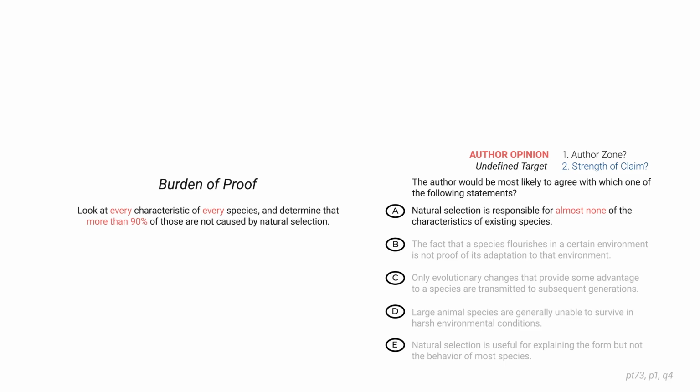B actually has incredibly alluring language. Saying that one thing is not proof of another is really weak. Going to Yale is not proof that you're smart. You just need one counterexample where someone goes to Yale but you don't think they're smart. So the burden of proof here is just one case where a species flourishes, but they're not adapted to that environment.